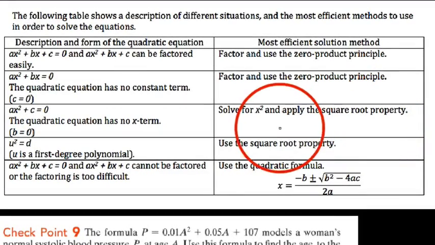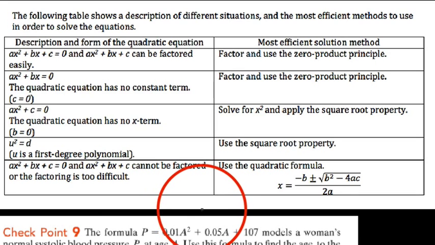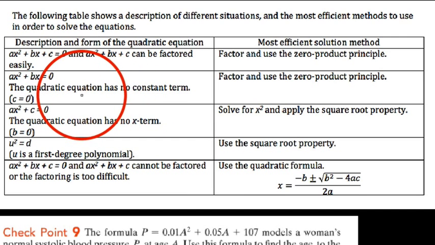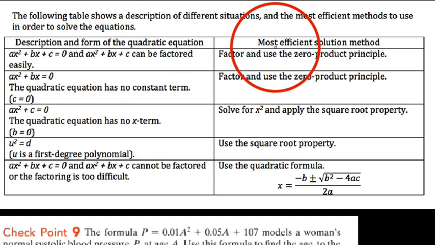Okay, YouTube, in this last video, we're going to look at a couple of application examples of solving quadratic equations. But before we do that, one thing I want to mention is that I've included a little table here. In this table, you'll see the description in the form of a quadratic equation and then the most efficient solution method to solve such an equation.